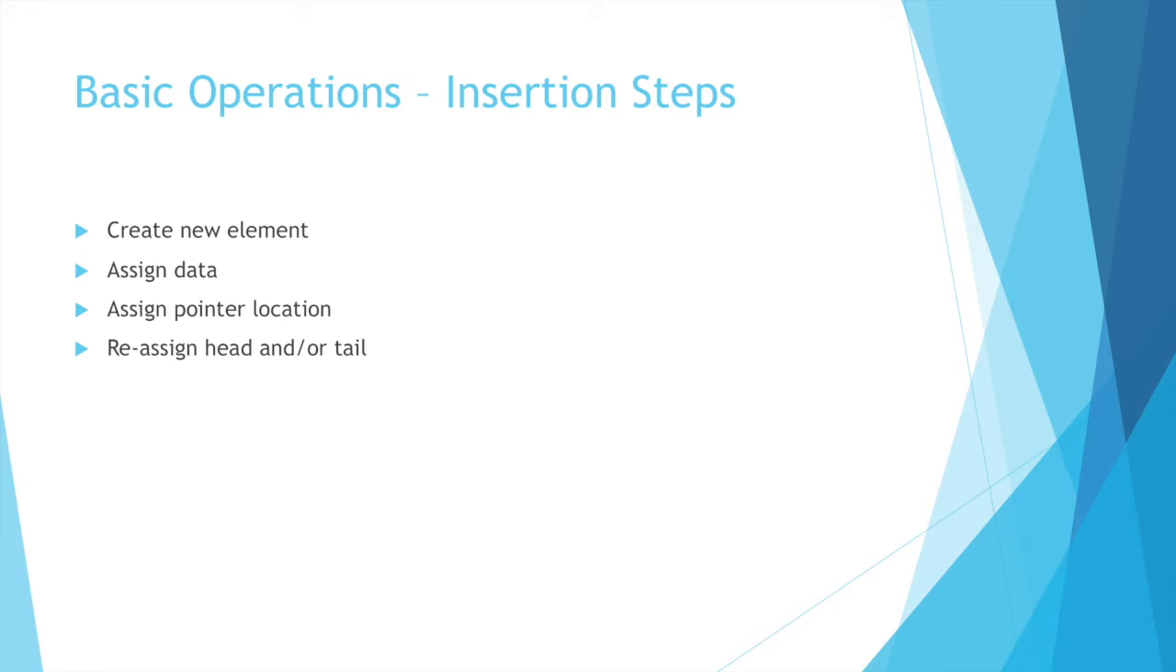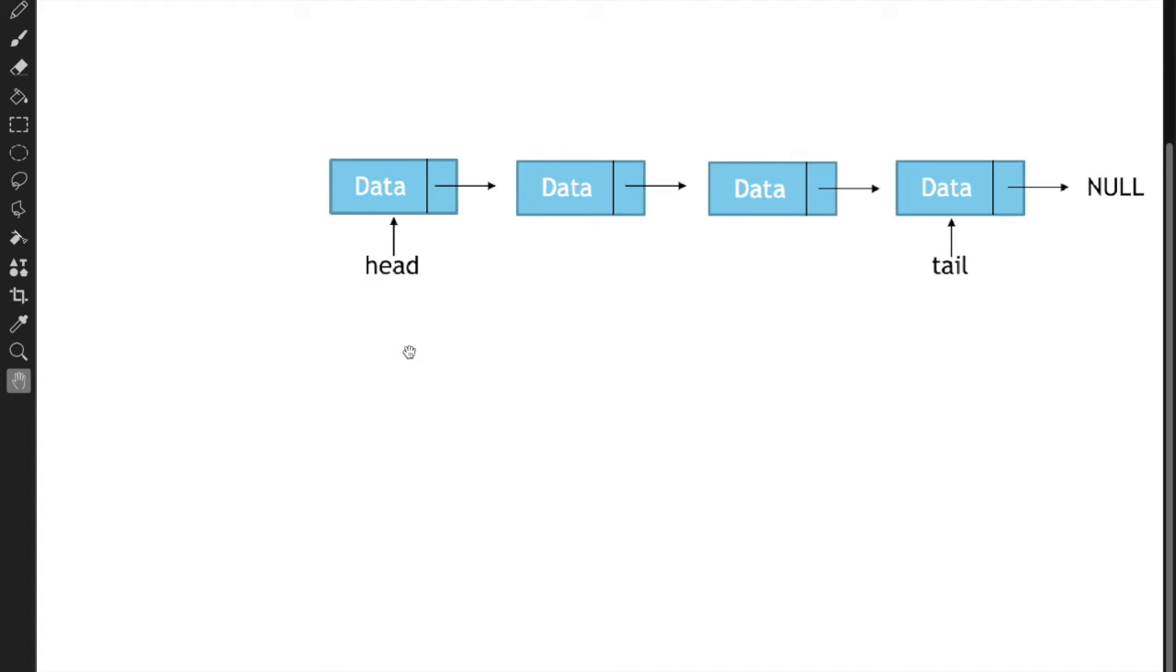So I'll take up an example now. This is my list, and essentially what I would want to do is insert an element in the beginning. So step 1, create a new element. That's it. This is step 1. I have created an element, done nothing inside it. Now step 2, I will add the data.